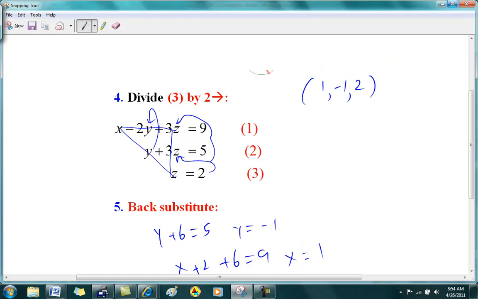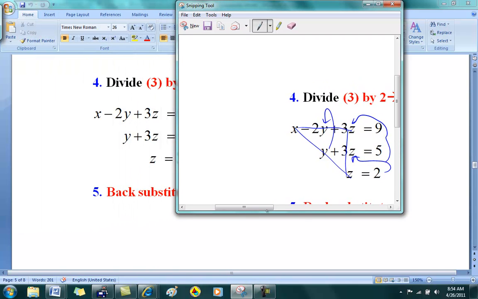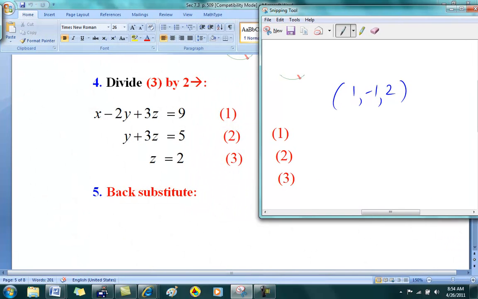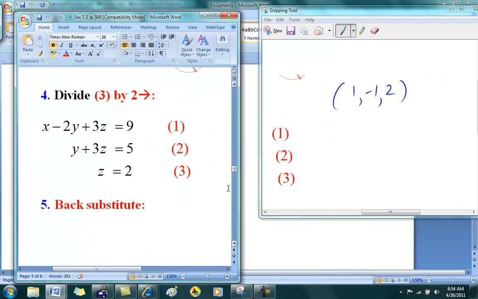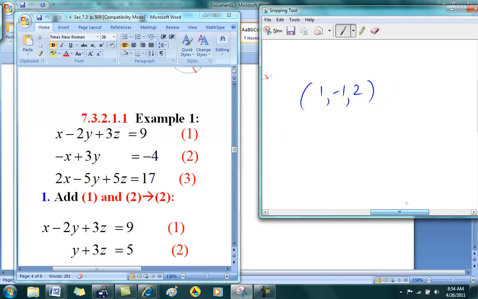So you should really always go and check to see if it's working. And what I mean by that is I need to go back in the original system of equations, which is this one here, and make sure that if I plug these numbers in here, it works. Okay, so if I take the first equation, I get 1 plus 2 plus 6 equals 9. Yep. The next one would be minus 1 minus 3 equals negative 4. Yep. And then the third one would be 2 plus 5 plus 10 equals 17.